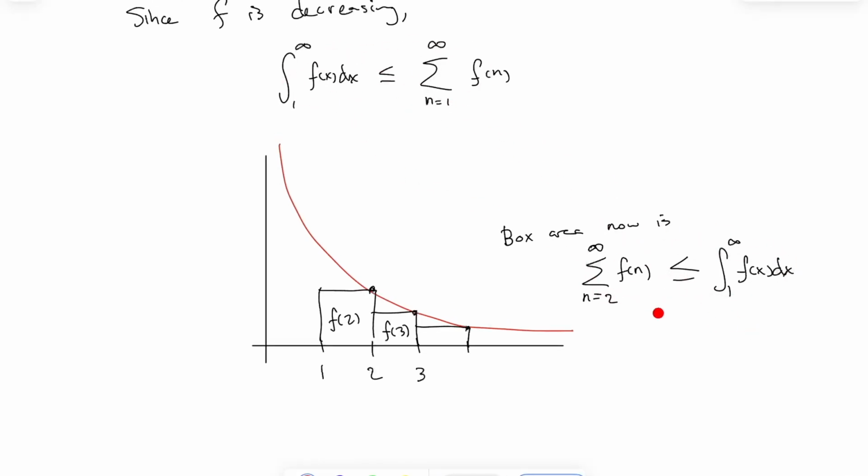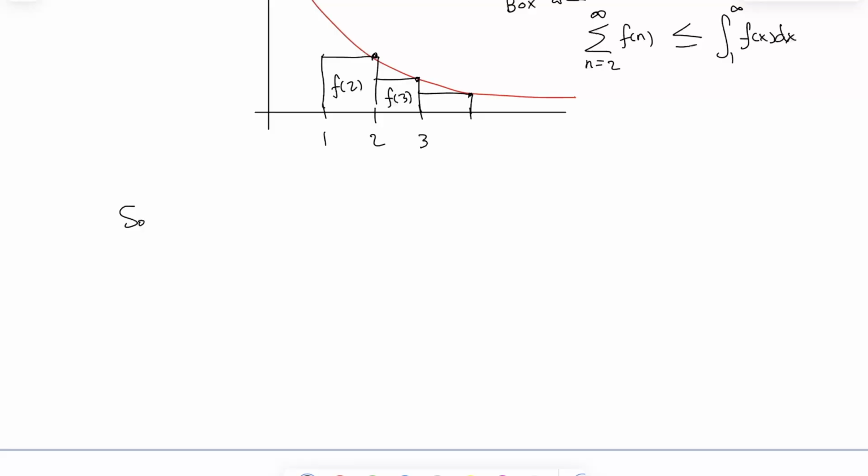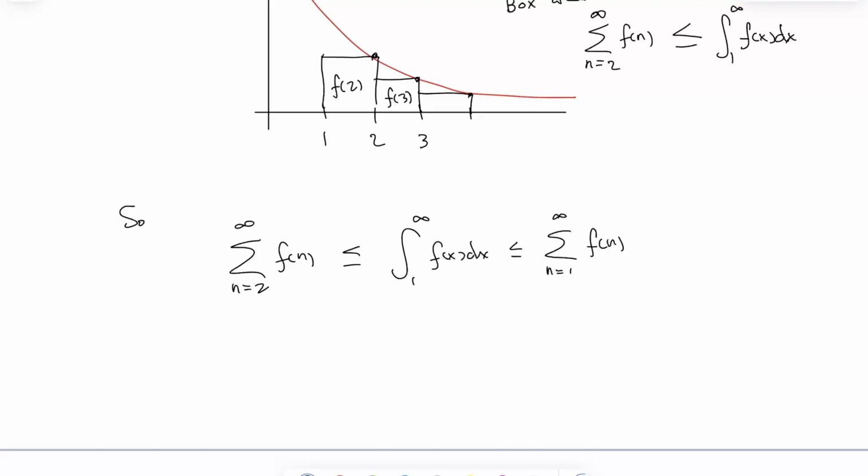Can we put them together? What you see is this sum is less than the integral, and then the integral is also less than this other sum. So putting those together, it says the sum n equals 2 to infinity f of n is less than or equal to the integral of f of x dx from 1 to infinity, and that is less than or equal to the sum n equals 1 to infinity f of n. What we have on the outside, those two outside things are really just like two different Riemann sums, and the true area is in between them somewhere.